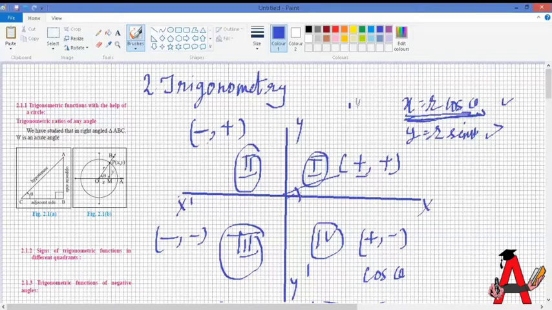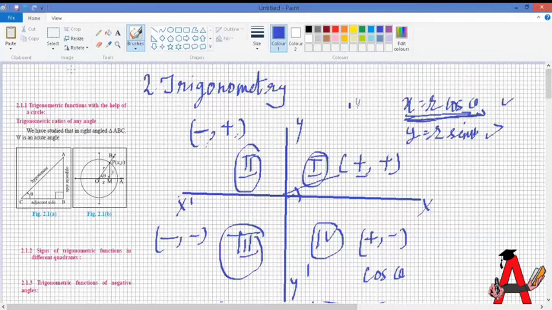The cos value depends upon the x coordinate, whereas the sin value depends upon the y coordinate. This is the part which you should clearly remember: cos depends upon x and sin depends upon y. Therefore, in the first quadrant, both are positive, so both sin and cos are positive. In the second, x is negative and y is positive, therefore cos is negative and sin is positive. In the third, both are negative, so both sin and cos are negative. Here, x is positive and y is negative, therefore cos is positive and sin is negative. Remember this much.